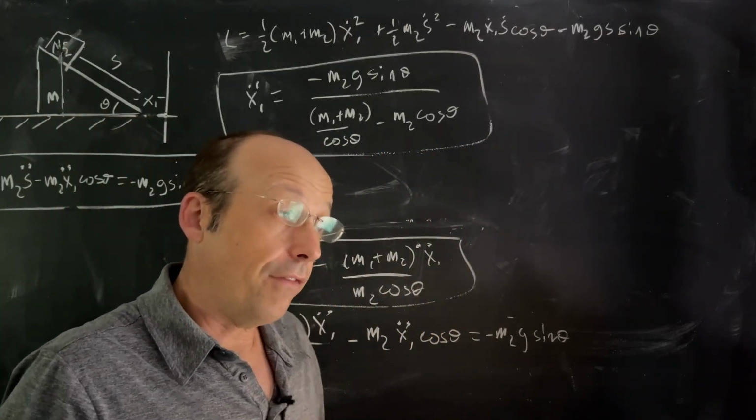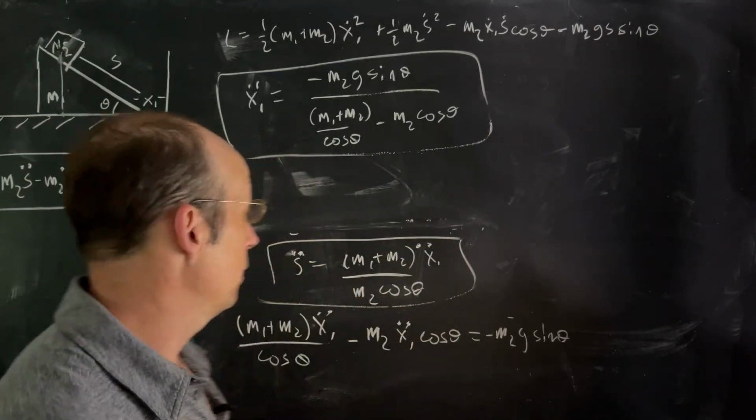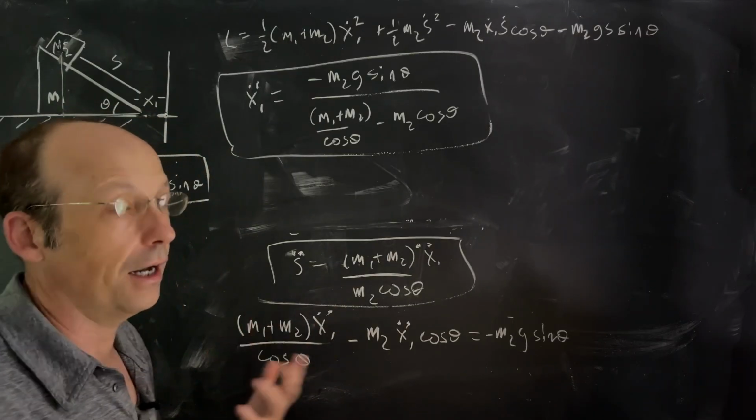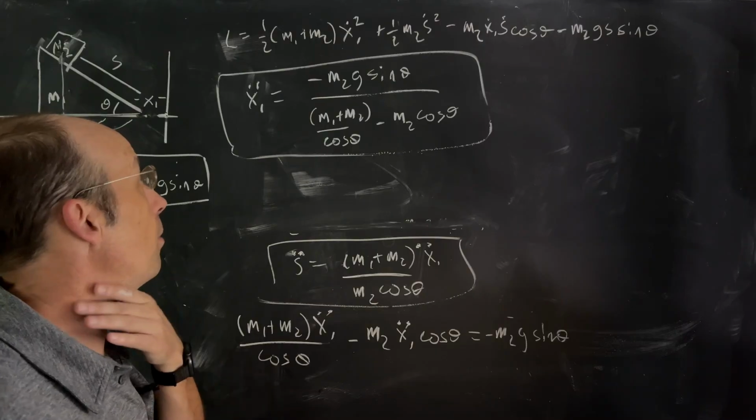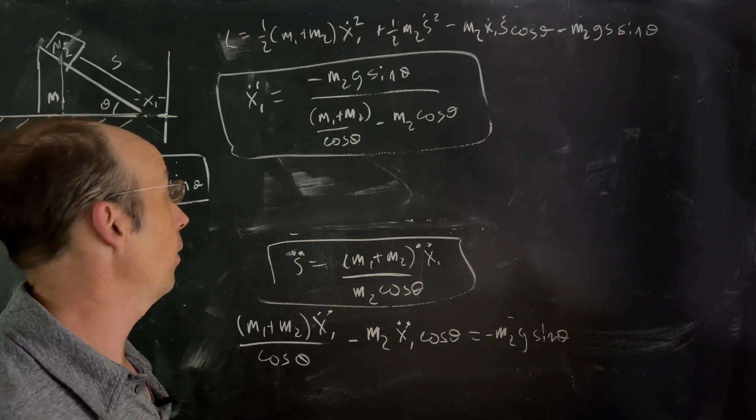So now that we have x1 double dot, it's a constant. That means we have s double dot, a constant. So we really solved the whole problem. And you could integrate both sides. Of course, I'm going to do it numerically just because it's a little bit more fun to plot that way.